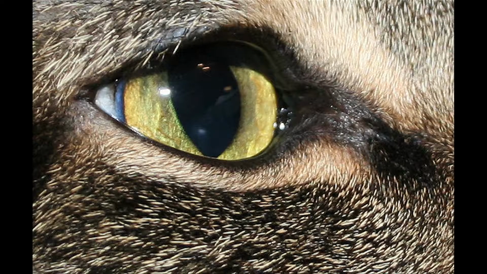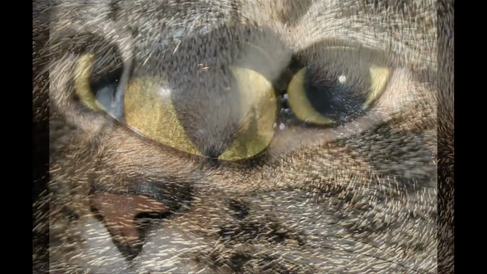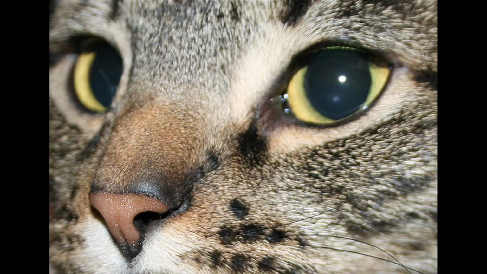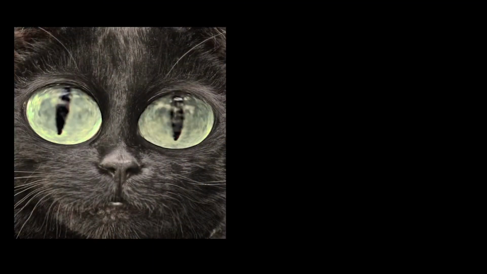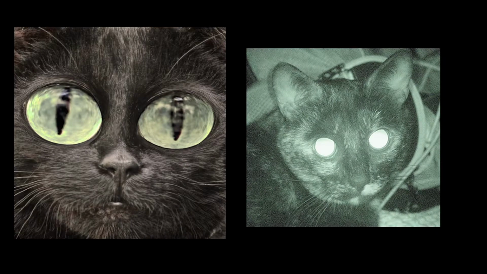Cats and other nocturnal animals have a tissue in their eyes called the tapetum lucidum that assists in helping animals see in low light environments. Light reflecting off of this structure is why animal eyes glow at night. We will see this tissue later in the lesson.